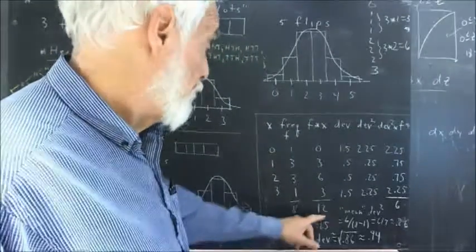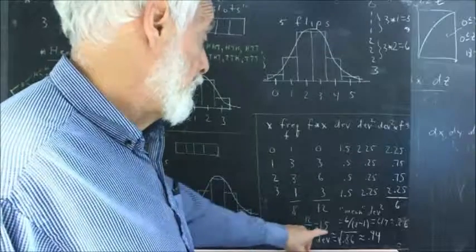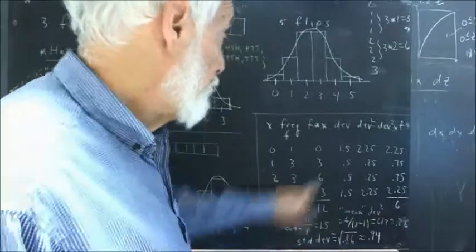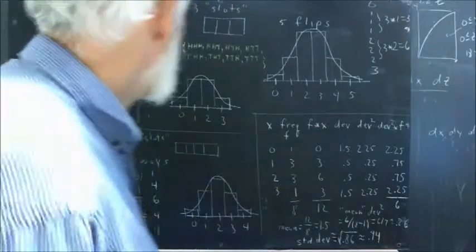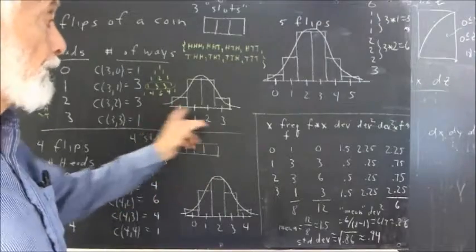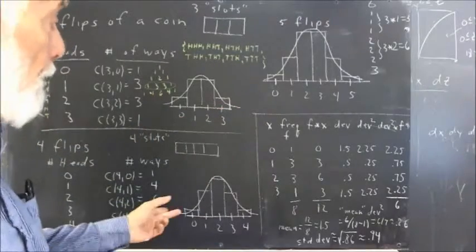We divide that 12, the total, by 8. We get 1.5. That's our mean. Now that we have our mean, we can calculate our deviations. Now we can kind of look at it this way too. Here's our distribution. Where's the mean?